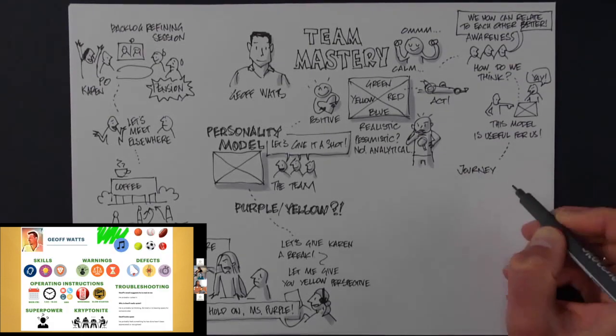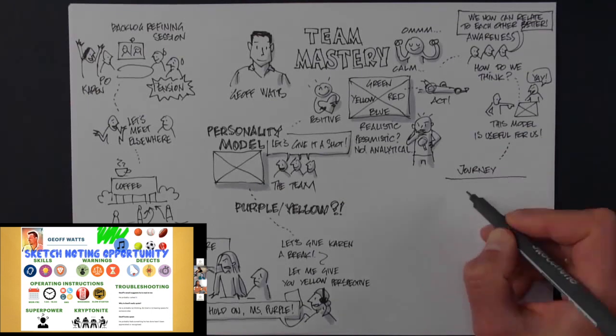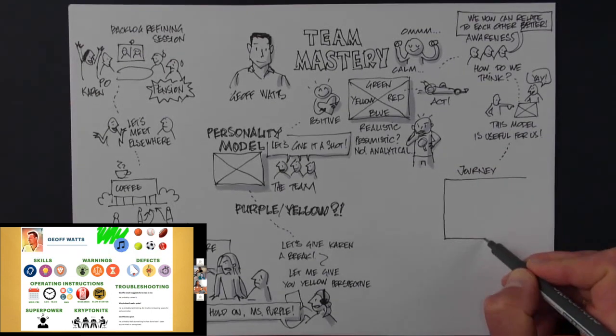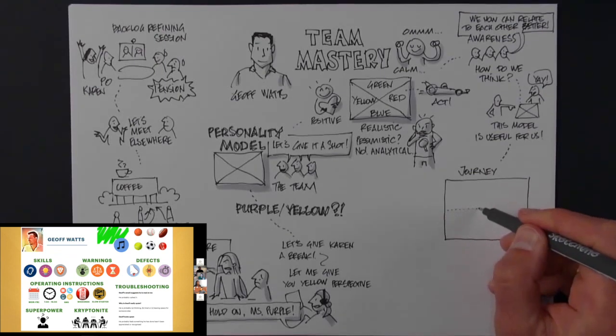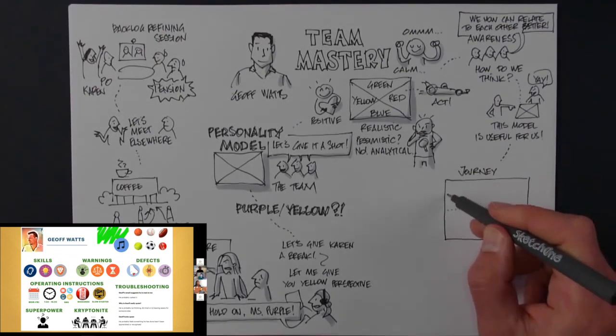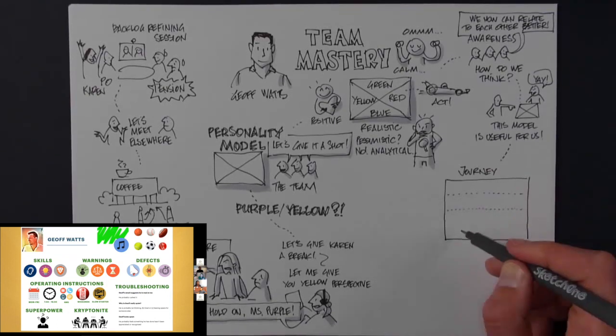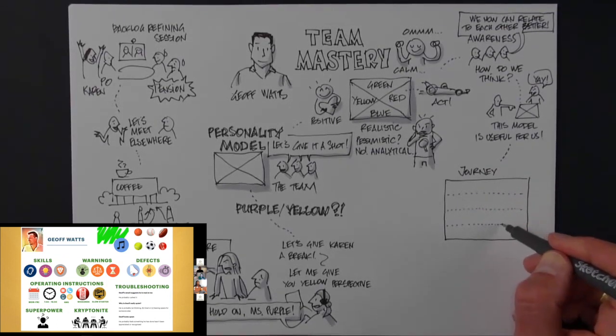Now, I'd seen journey lines before. Here's your second sketchnoting opportunity. I'd seen journey lines before, but I hadn't seen this exercise before. Now, what this team had done is they created what they called user manuals. Now, you might have seen this before. Basically, what it was is, how does Geoff work?